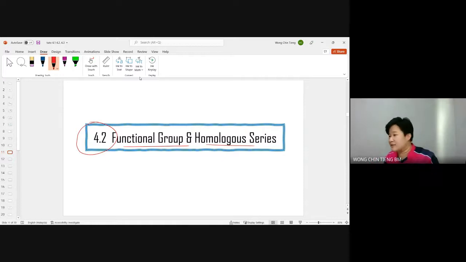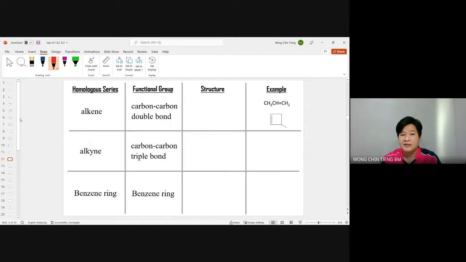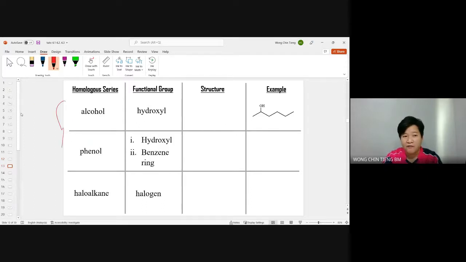At this beginning, in this 20 minutes, I will be saying that you need to memorize. But we will be learning all the functional groups, especially the homologous series. We will be learning every single homologous series as one chapter in the future. Okay, maksud teacher, kita akan belajar alkene sebagai satu topik nanti. Kita akan belajar alcohol phenol sebagai satu topik nanti. Haloalkene pun akan jadi satu topik.